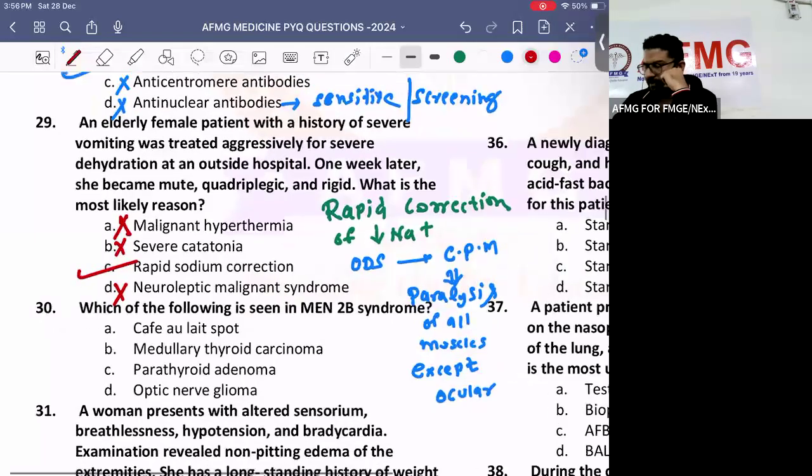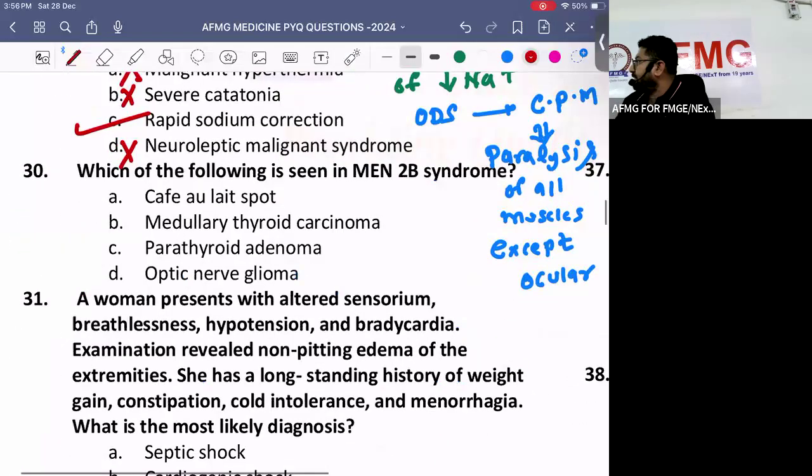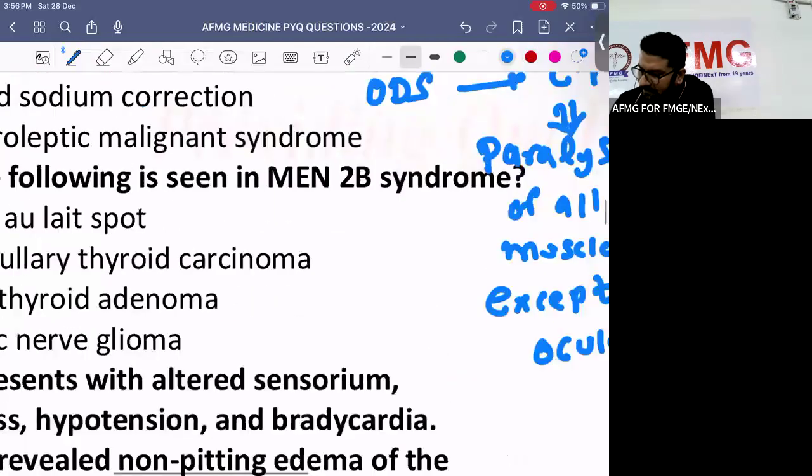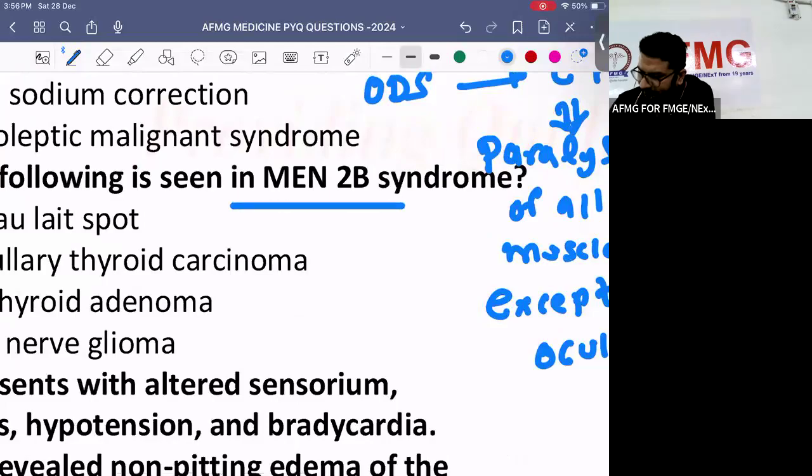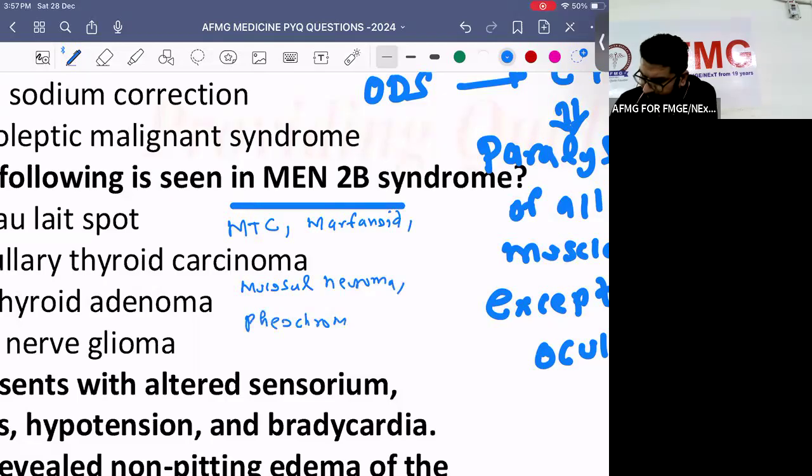Then, okay, following is seen in MEN syndrome. क्या था MEN में? क्या क्या था बताओ? MTC था और Marfanoid habitus. What else? Mucosal neuroma. What else? Pheochromocytoma. Megacolon.